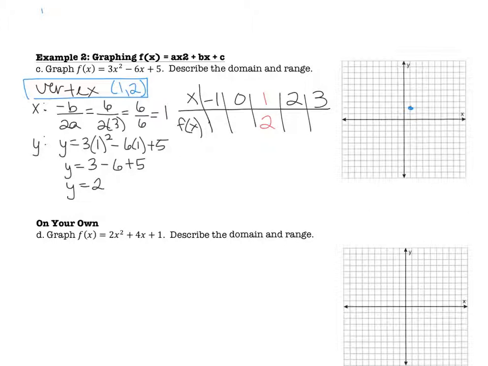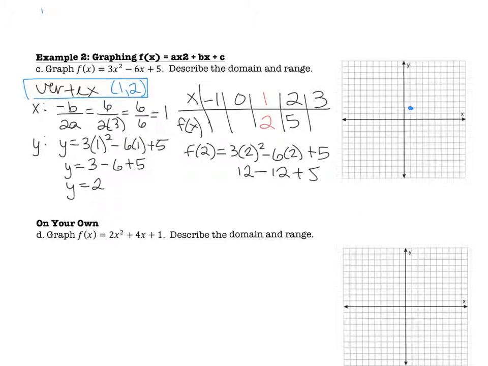So when we have the function f of x equals 3x squared minus 6x plus 5, let's do f of 2, which equals 3 times 2 squared minus 6 times 2 plus 5. Okay, 2 squared is 4, times 3 is 12, minus 6 times 2, which is 12, plus 5. 12 minus 12 is 0, plus 5 is 5. So when x is 2, y, or f of x, is 5.